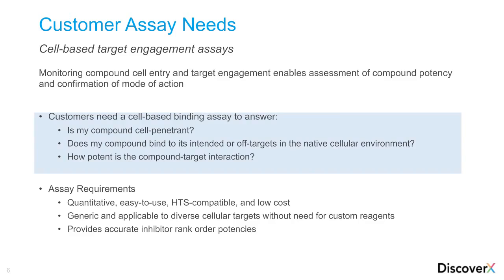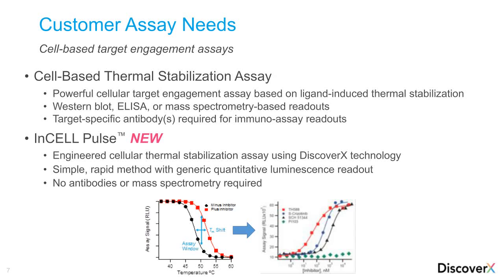But overall, the specific assay requirements is customers want something quantitative, easy to use, and an in-house type of solution that's very flexible, with the ability to do high throughput type of approaches. They definitely want it low cost and very generic. They want to use their own targets and obviously compounds without any need for custom reagents, and obviously give you accurate results. So those are the main requirements or assay needs.